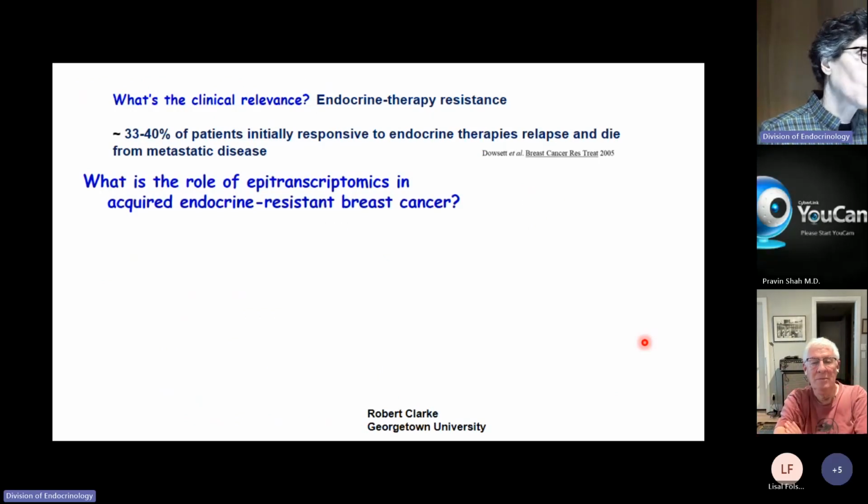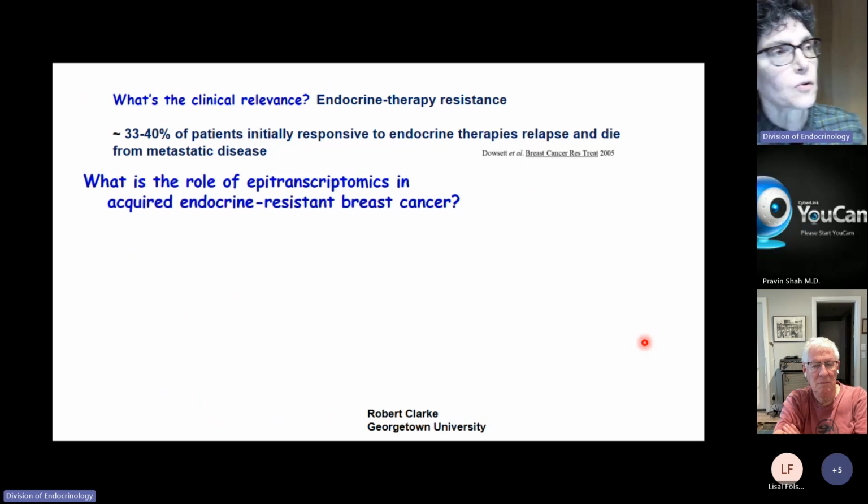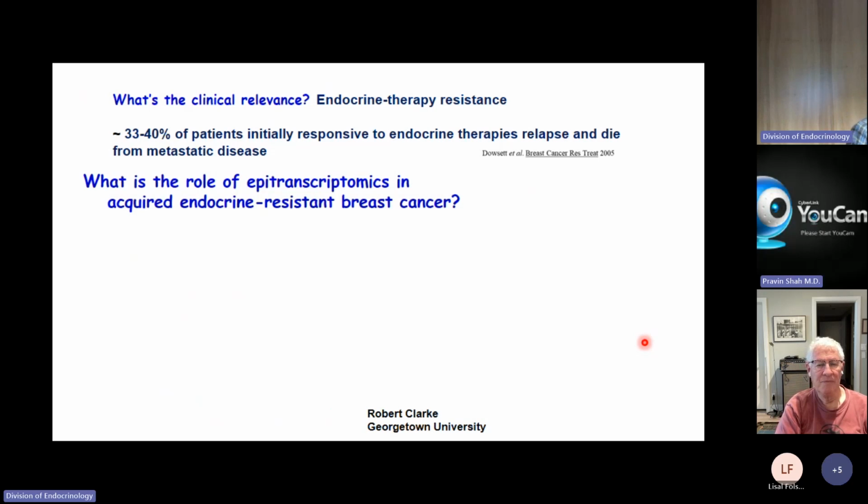So why do we care about this? What's the clinical relevance? Well, we all know that endocrine therapy is a continuing problem for breast cancer patients with estrogen receptor positive tumors, even with the advent of a number of CDK4/6 inhibitors, PARP inhibitors, and other modulators of downstream effects and pathways of endocrine resistance. So 33 to 40% of patients who are on endocrine therapies will develop acquired endocrine resistance.